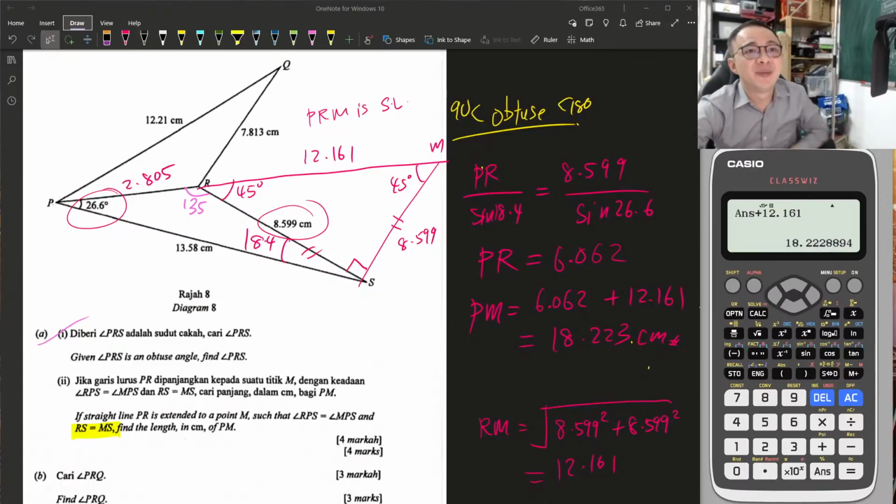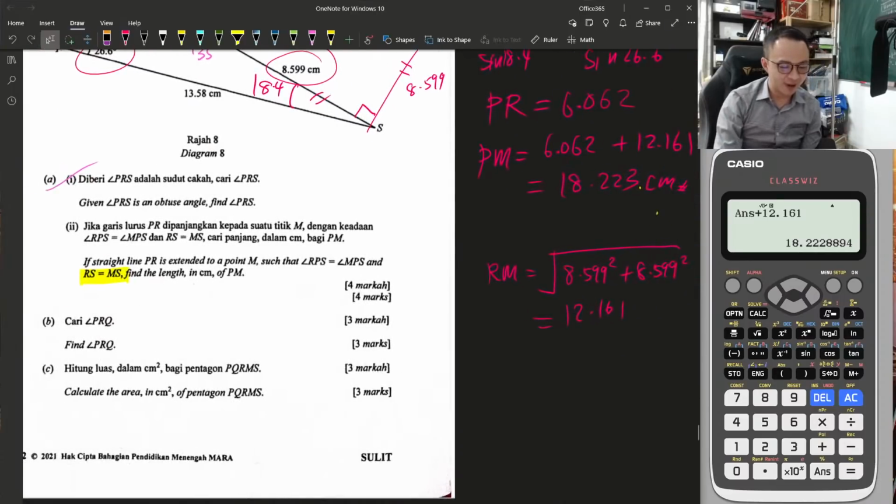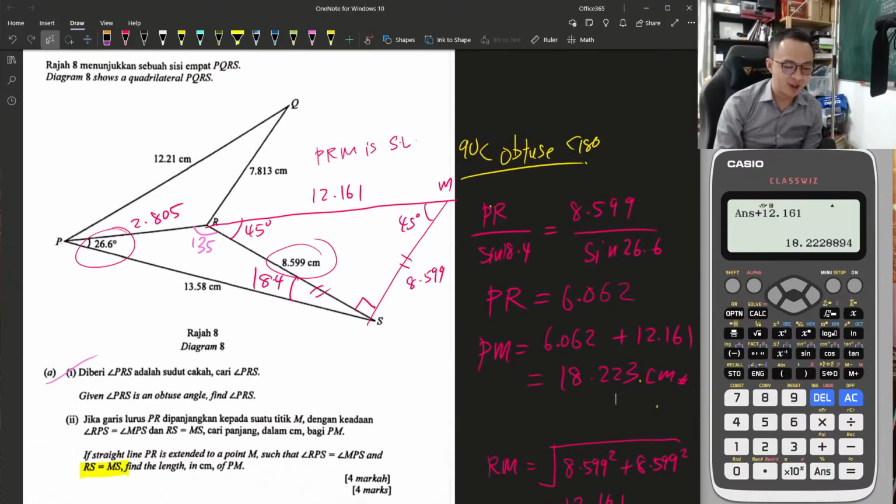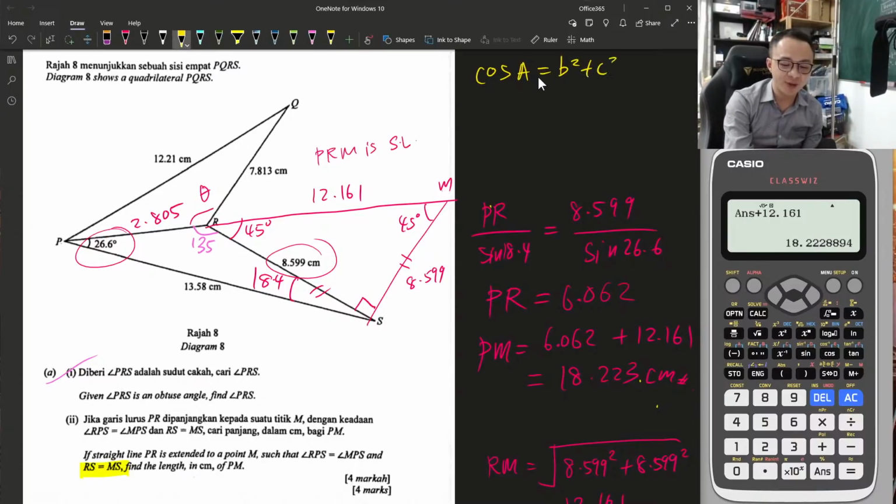Okay, let me move on to the next one. They asked us to find the angle PRQ. Where is PRQ? PR and Q is this one, theta. In order to find this one, it's a cosine rule for sure. So what is the formula for the cosine rule? Cos A equals B squared plus C squared minus A squared over 2BC, isn't it? So cos theta in this case, B and C will be both sides. This side, just now I corrected already, is 6.062.